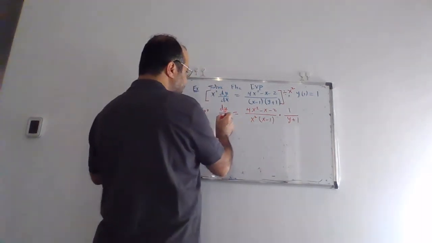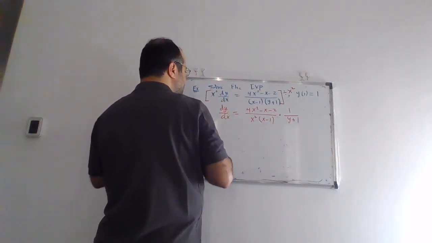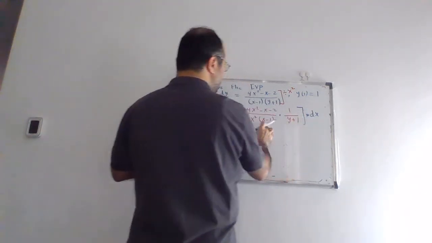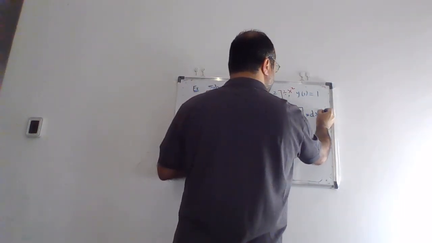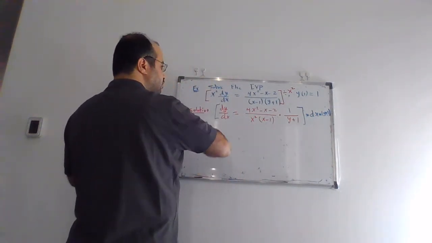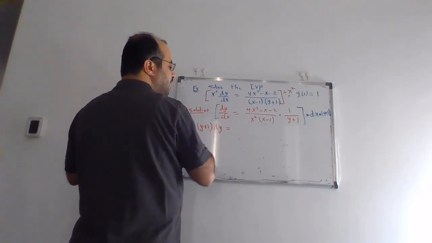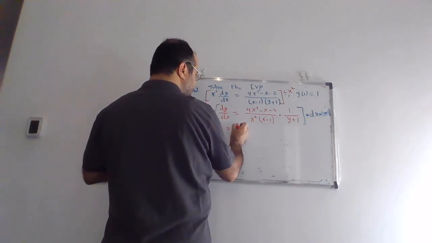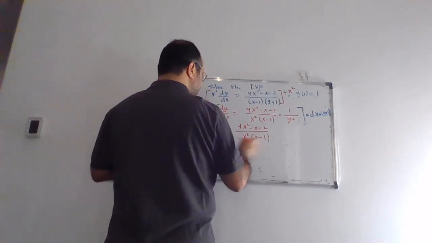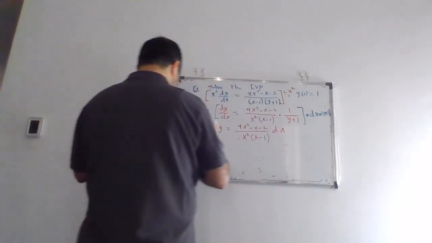Now what is the next step? I need the dx to be here and I need the y plus 1 to be here. Then my next step will be, hey, why don't you multiply by dx and also multiply by y plus 1. When you do this, you get y plus 1 dy, and on the other side you are getting this (4x squared minus x minus 2) over x squared times (x minus 1), and the dx of course. Now it is time for integrating.